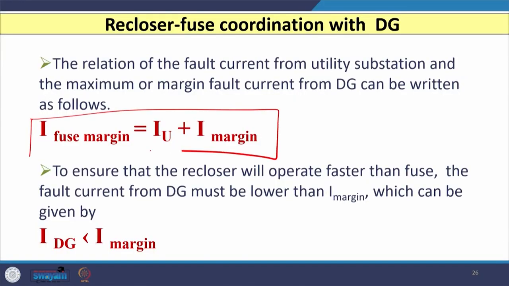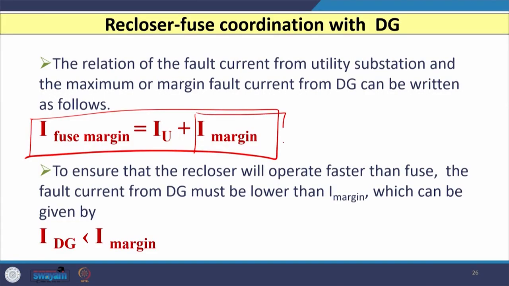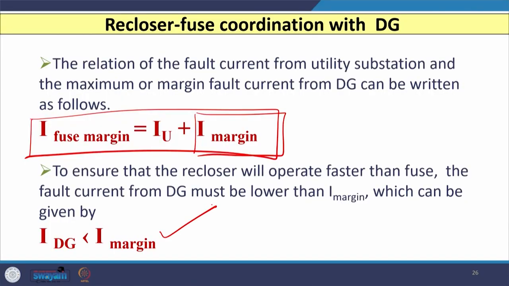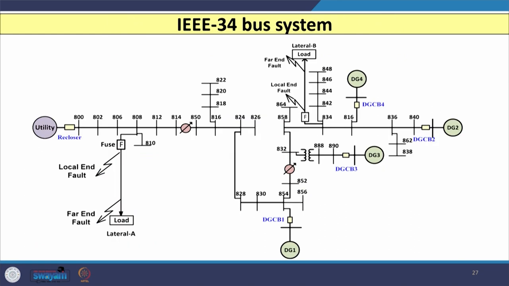So, what extent do we need to consider? For that, we have to consider this equation: the current in the fuse should be the summation of the current through the utility plus the current through the DG. That DG current we are considering as margin, and the DG current should always be less than some margin current, so that coordination between all these four curves is maintained. If this is not satisfied, then coordination is lost. This problem becomes very complex when you consider a larger network like the IEEE 34 bus network, where the system becomes very complex and it is very difficult to achieve coordination between recloser and fuse.